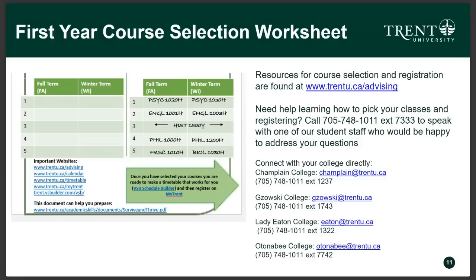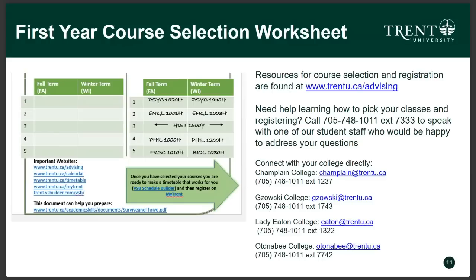That's www.trentu.ca/advising. If you need help learning how to pick out your classes, you can always call 705-748-1011, extension 7333, to speak with one of our student staff, who'll be happy to address your questions. You can also connect directly with your colleges. If you don't know which college you're going to be applying to yet or joining, you can always just email our overarching email, which is colleges@trentu.ca. We would love to help answer any of these questions.